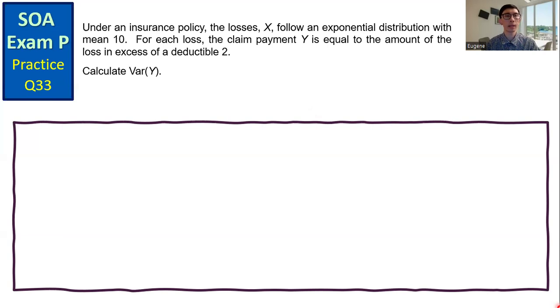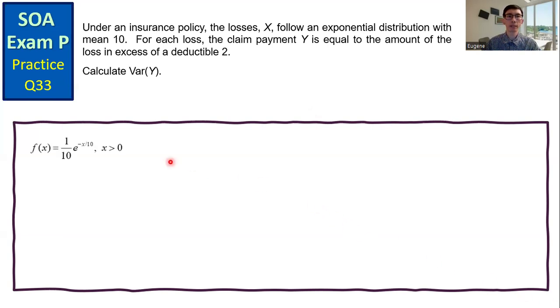SOA XMP practice question number 33. Under an insurance policy, the losses follow an exponential distribution with mean 10. For each loss, the claim payment Y is equal to the amount of the loss in excess of a deductible 2. Calculate the variance of Y. Let's take a look at the solution.